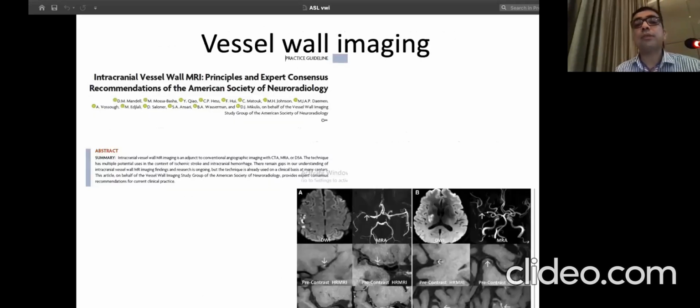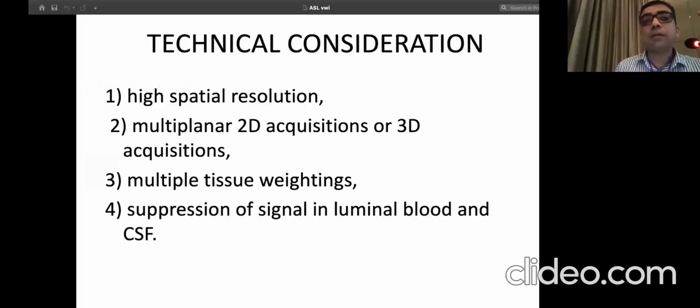So we moved on to an imaging known as vessel wall imaging. This was a 2012 paper by the American Society of Neuroradiology, where they said we have to develop this sequence more and utilize it more for deciding our patients. So we started using vessel wall imaging. We have in fact incorporated it in all our ICAD assessments.